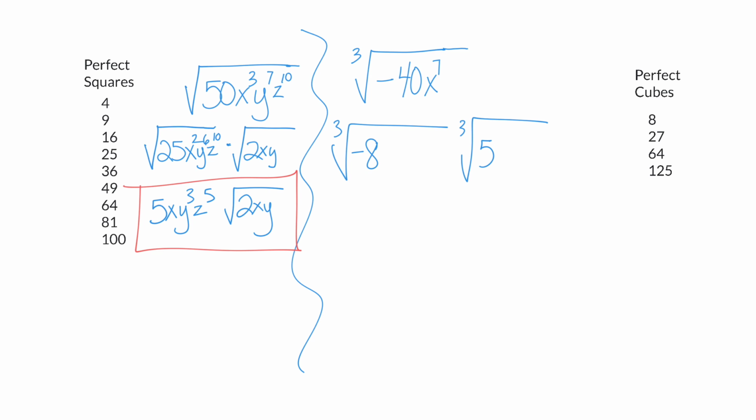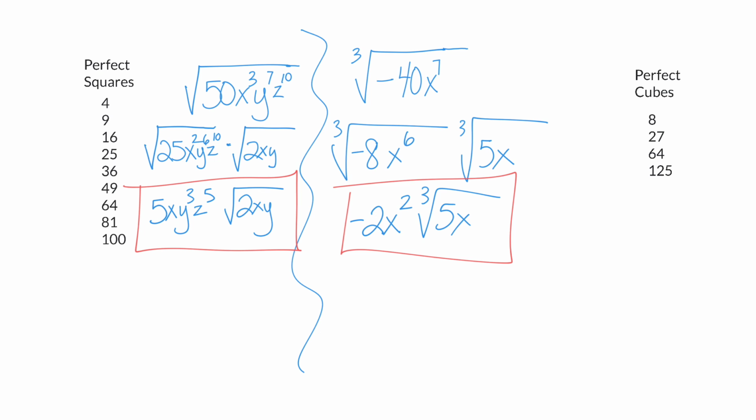All right, the x to the 7th I can bring over as long as they stay multiples of 3 because I'm cube rooting. So I'll bring 6 of them over. That one of them gets left there. This first part cube roots nicely to a negative 2x squared. And then I have the cube root of 5x left over in the didn't reduce pile. Okay, there you go. All right, hope this helped.